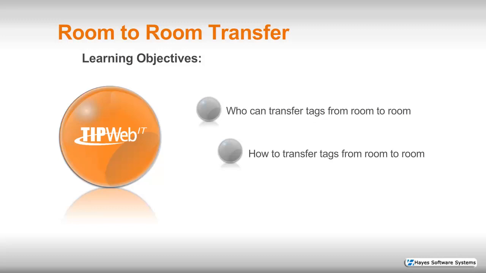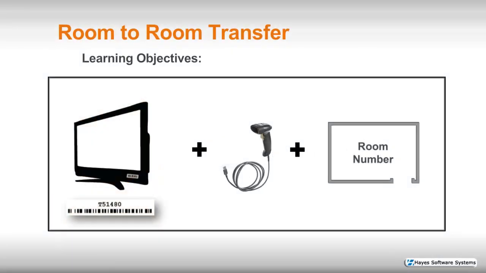But before we start, let's talk about 3 important areas we need to consider. First, you'll want to locate the tag on the asset that you want to move. Next, best practice. Always work in the application using a scanner.